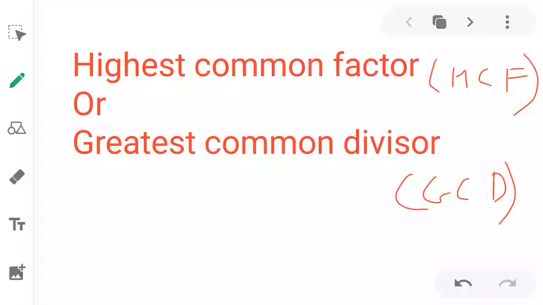Today our topic is highest common factor or greatest common divisor. Highest common factor is called in short form HCF and greatest common divisor is called GCD.